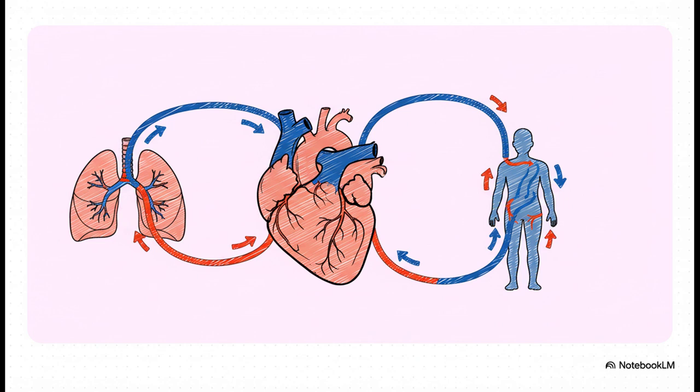First, you have the pulmonary circulation. That's the short, low-pressure loop that goes from the right ventricle to the lungs to pick up oxygen and back to the left atrium. Then you have the systemic circulation. That's the big, high-pressure loop from the left ventricle out to the entire body to drop off oxygen and then back to the right atrium.